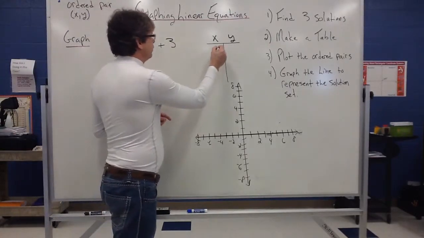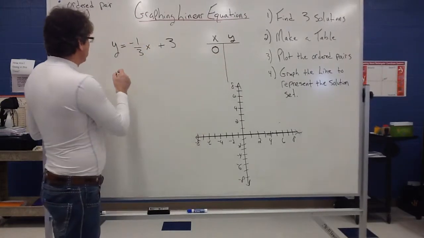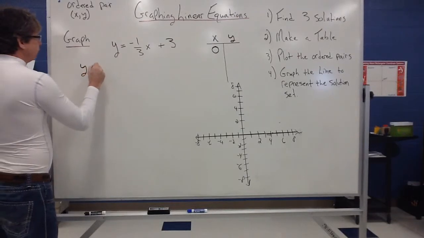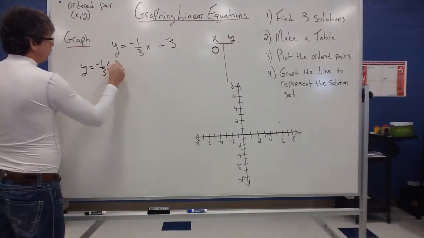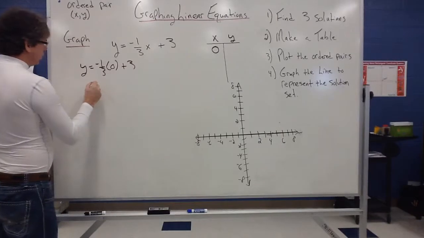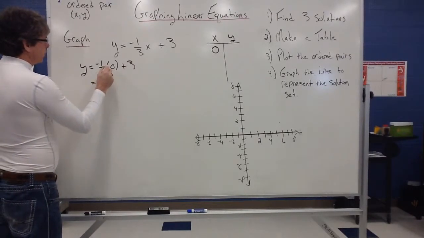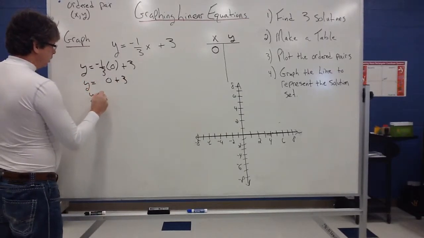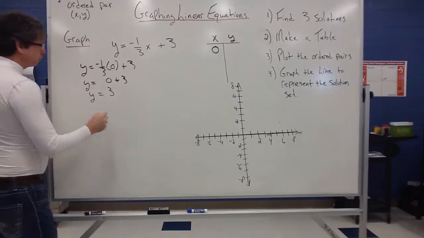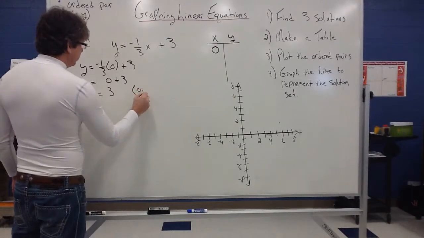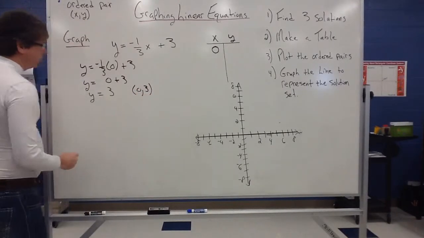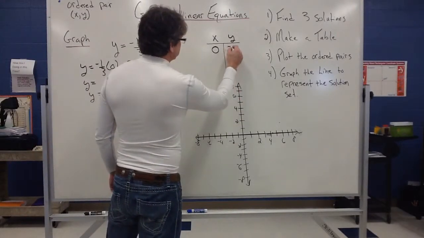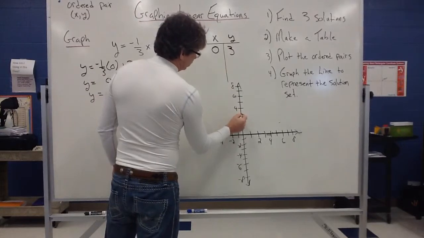So if I pick 0 in for x, y is going to equal negative 1/3 times 0 plus 3. Negative 1/3 times 0 would be 0. I have 0 plus 3. So y is going to equal 3. This means that (0, 3) would be a solution. (0, 3) would be a solution. And I will go ahead and graph that. (0, 3) would be right there.